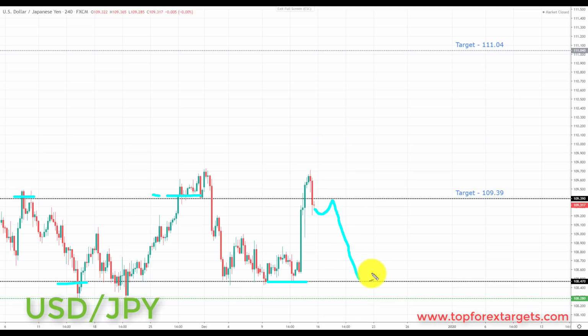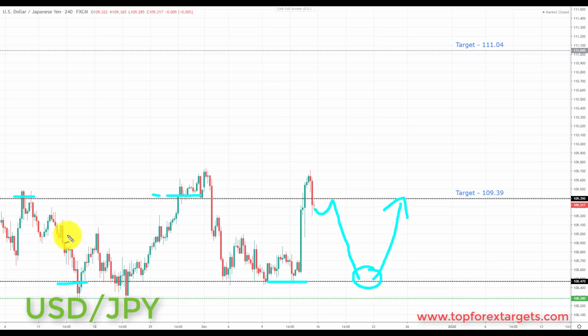However, because we are still structured to the upside, we are not going to be primarily looking to trade these shorts to the downside, despite the fact we have a weaker dollar. The next time we would be looking at this pair is if we can come back down to the 108.470. This would be an area, once again, we would start to look for those bullish formations and patterns. And we'll be looking back up to the range top at the 109.39.